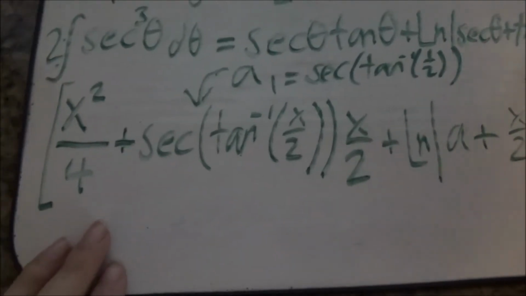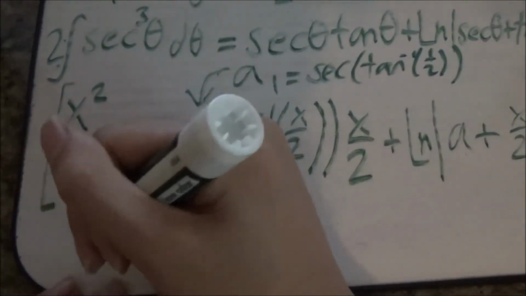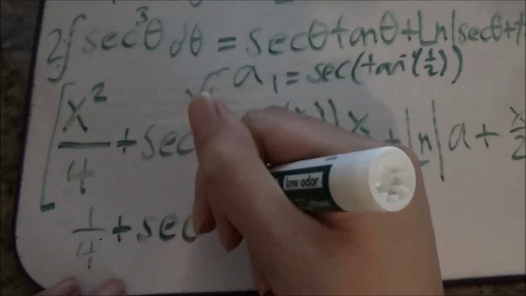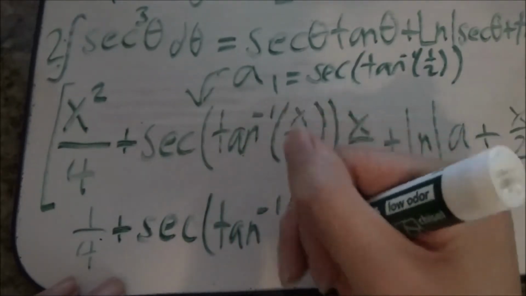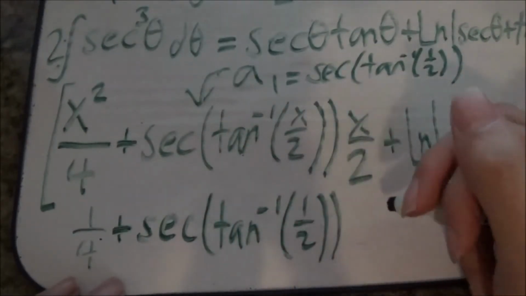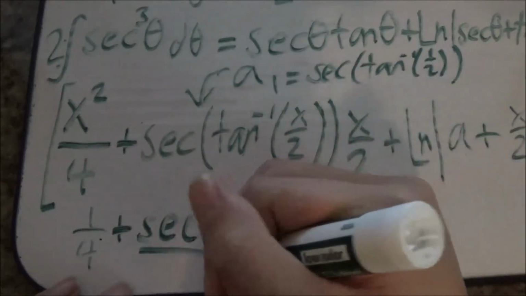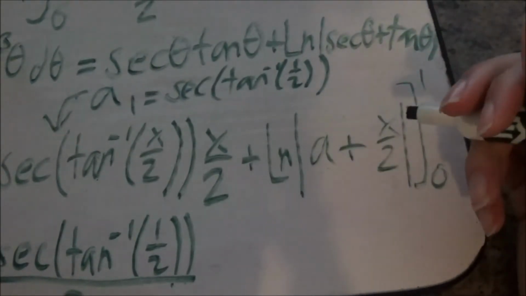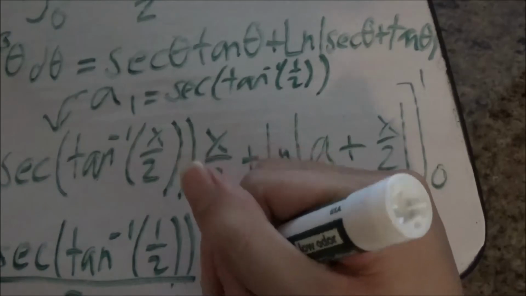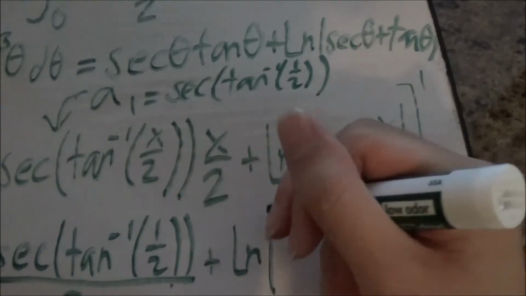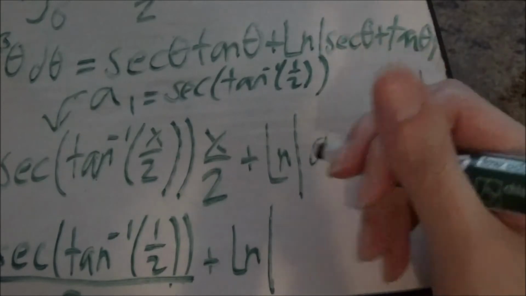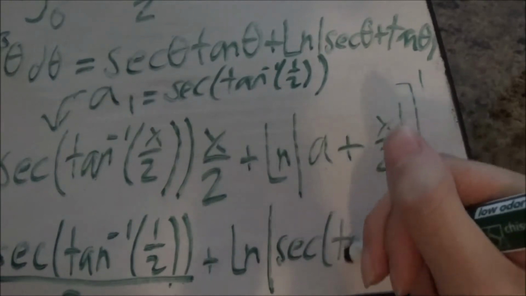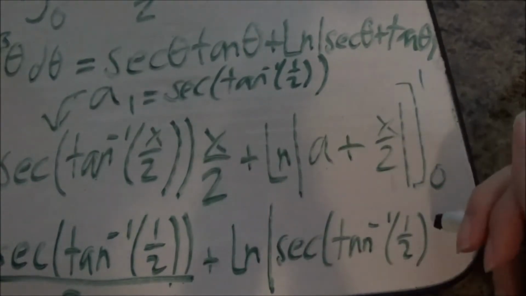And so we end up with 1/4, plus secant. I don't have a huge whiteboard, so I'm just gonna write like that. Divided by 2, plus that again. And then a half. I really don't want to write this again, but I have to. And now I don't have any more room.